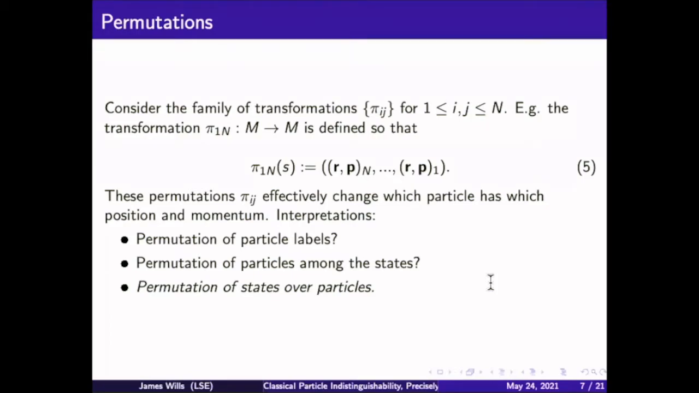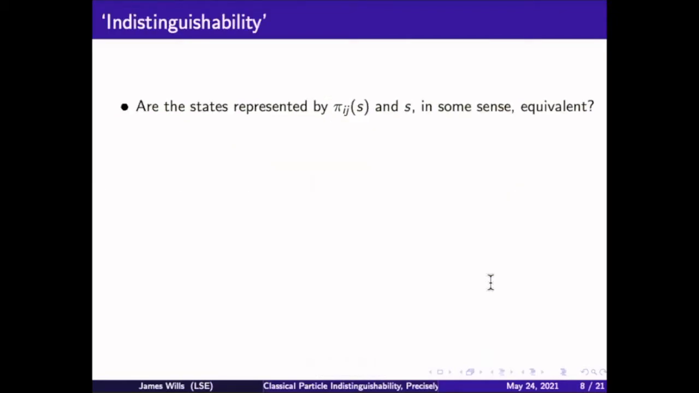Okay, good. So this apparatus which we've developed, I think, is sufficient now to be able to state Gibbs's problem, and the problem we're concerned with, more precisely. Take point S in M, and now take the point pi ij S, where the single particle states have been permuted among the slots i, j. Both of them are points in M. Question: are they in some sense equivalent?